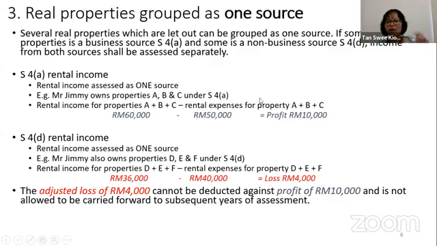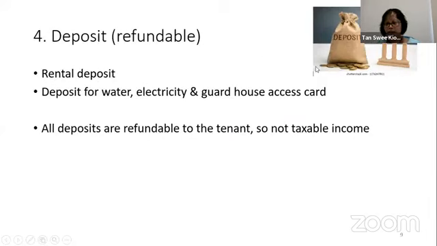Next year got income, then offset with next year income. This is the advantage for Section 4A rental income. Okay, how about the deposit?